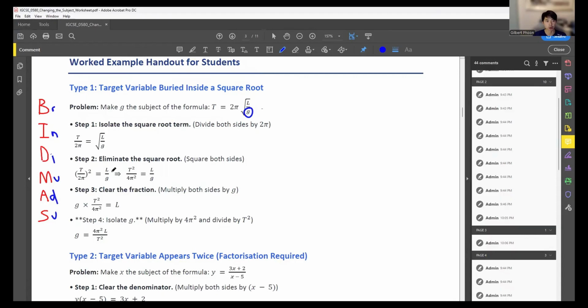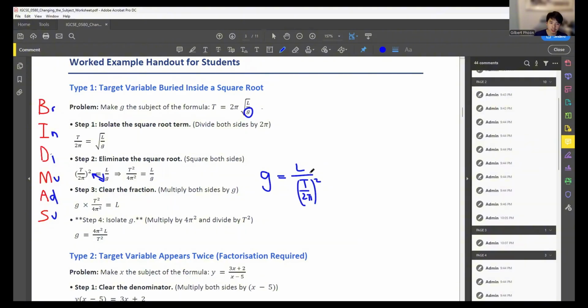Now, the next thing is we're going to unpeel this square root layer. Unpeeling this square root layer, I would actually get the square on the left-hand side equals l over g. And lastly, at this step here, I'm going to have to swap positions because I can't have g at the denominator. Swapping positions now, I would have gotten g equals l over (t over 2 pi) squared.